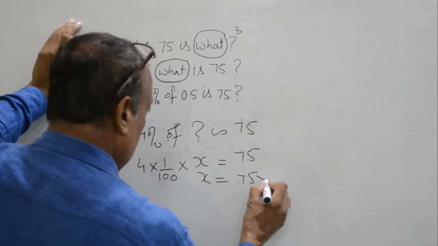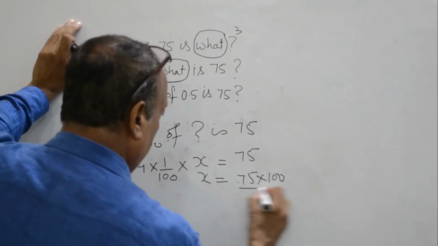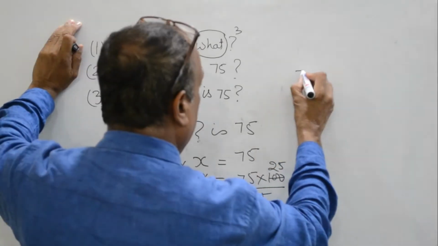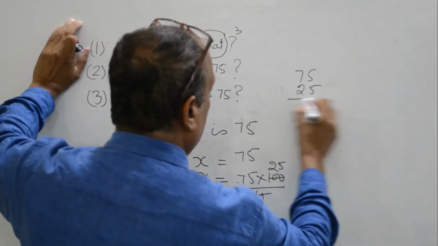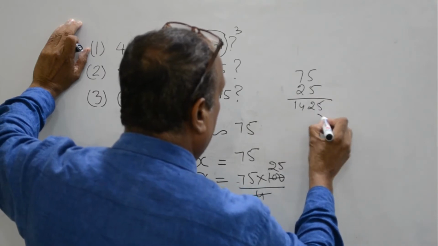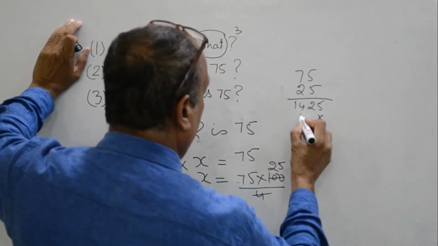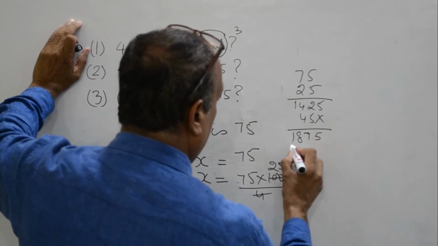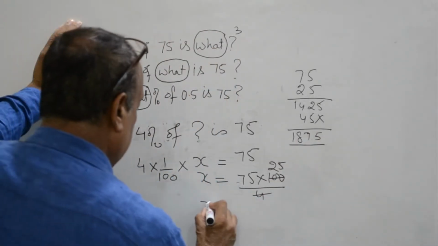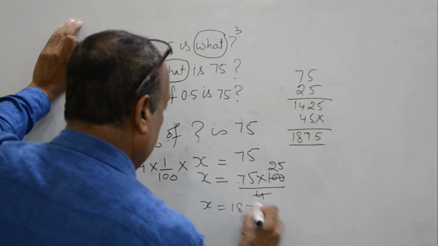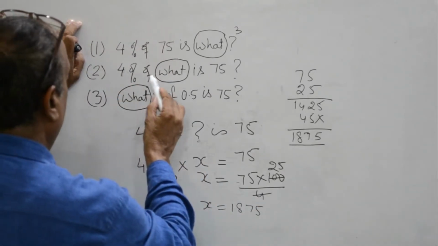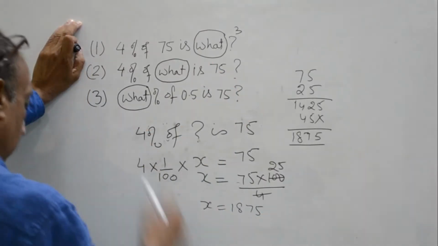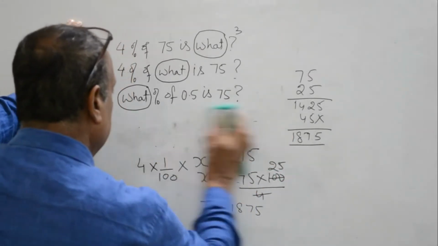x is 75 into 100 upon 4. So we have to multiply 75 and 25. So it is 1875. It means x is equal to 1875, and the statement becomes 4% of 1875 is 75. Now let us solve the third statement.